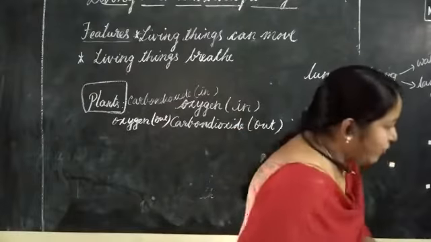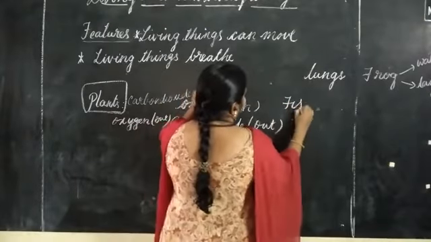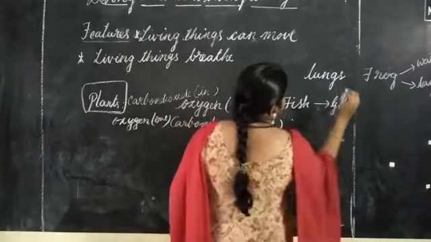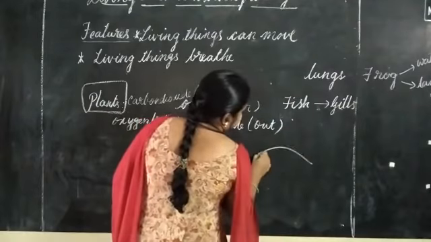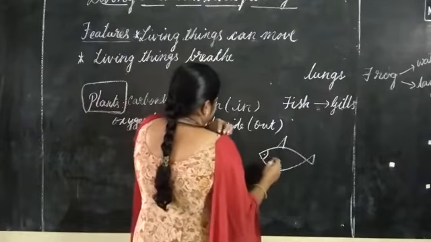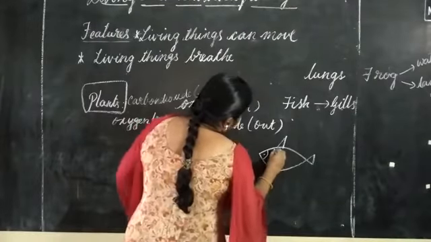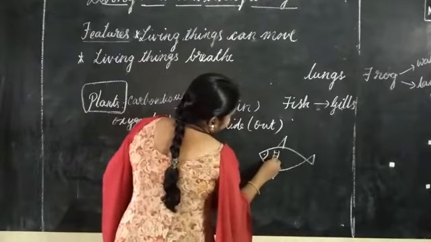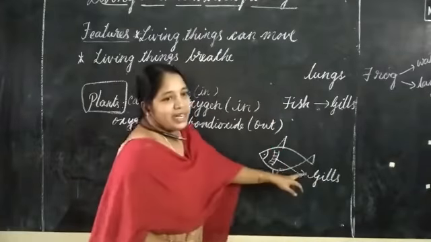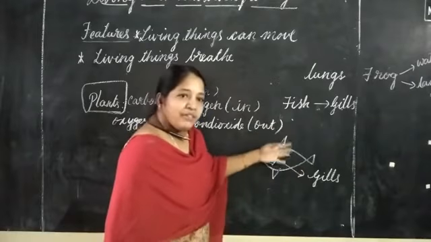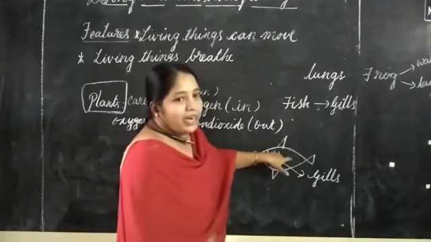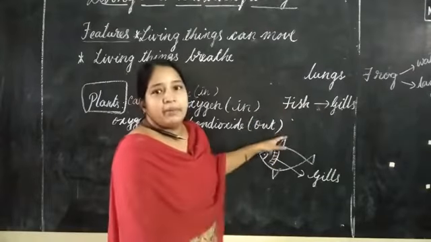And some of the animals like fish. Fish can breathe through their gills. I will show you what are gills. So, these are the gills through which the fish can breathe. I drew only one side of the gills, the other side also, the fish has gills. Through these gills, the fish breathe in air, and through these gills only, it releases carbon dioxide.